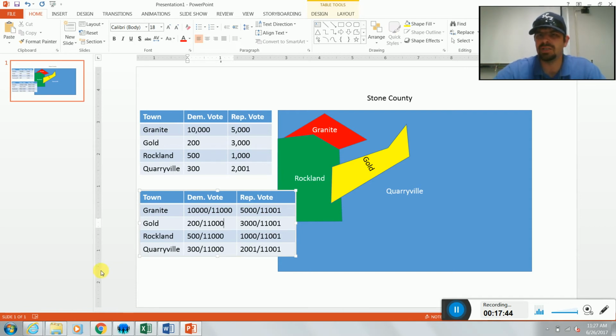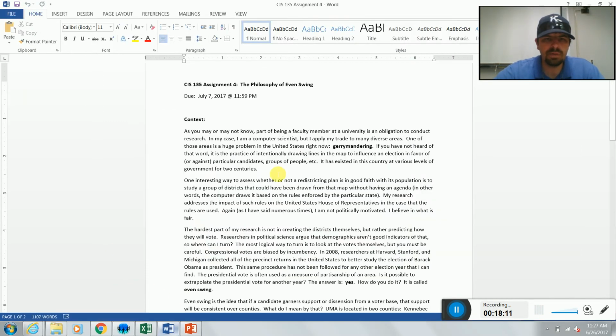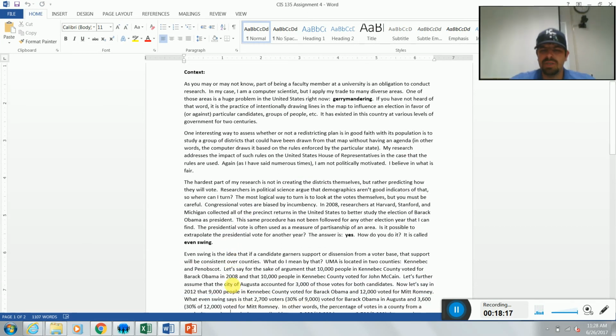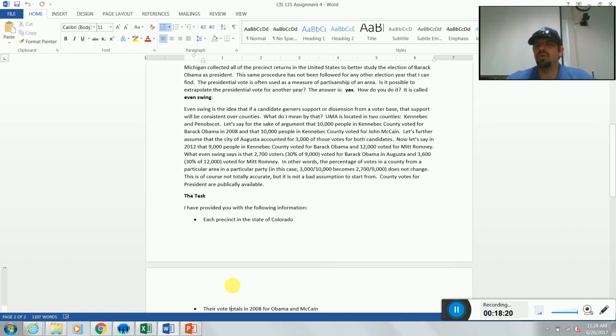This philosophy is called even swing. Okay, so it says that in a local area, such as a county, if I know the percentage of how the distribution is within that county, I can apply that distribution in subsequent elections just by changing the vote totals of the aggregate and applying the percentages back. That's what we're doing here. So, even swing is the idea that if a candidate garners support or dissension from a voter base, that support will be consistent over a county. Okay, so I just showed you what I mean by that.